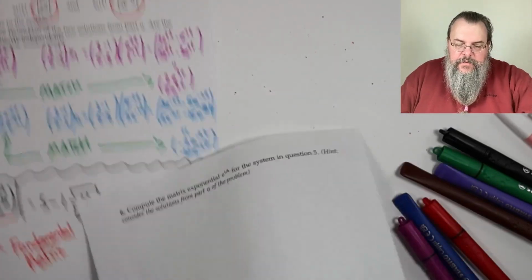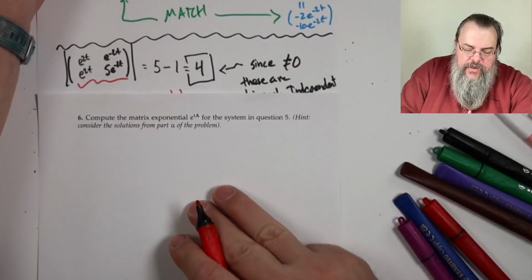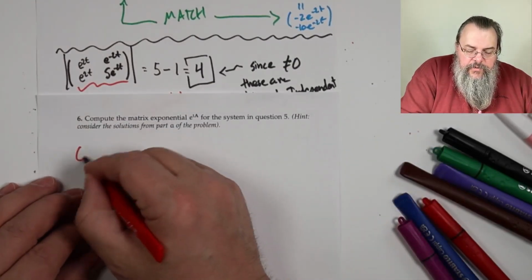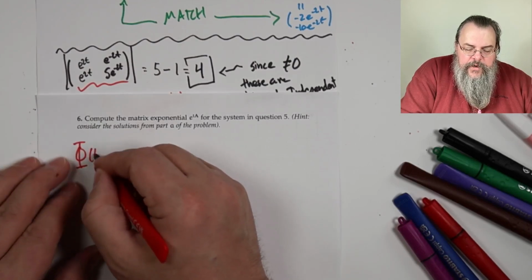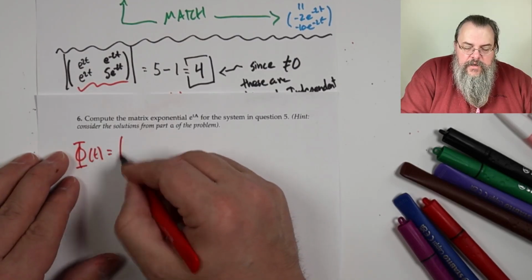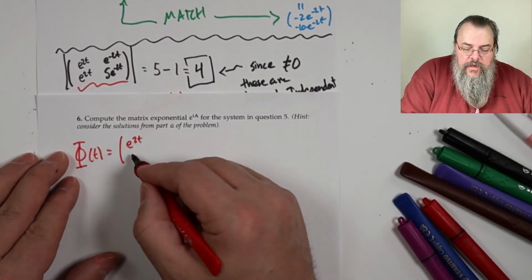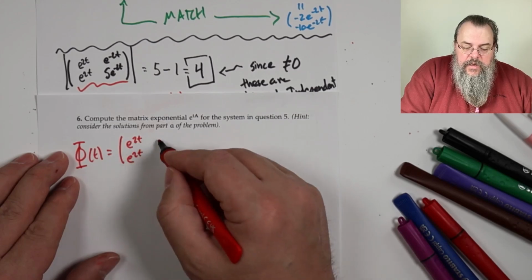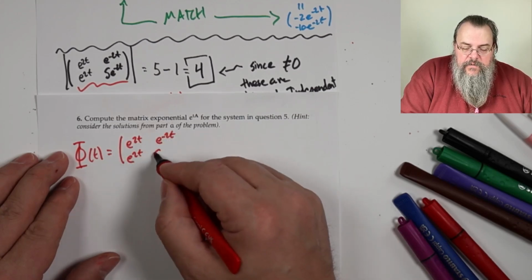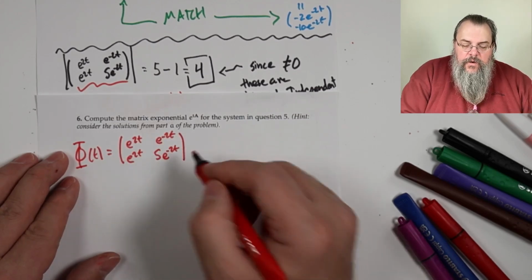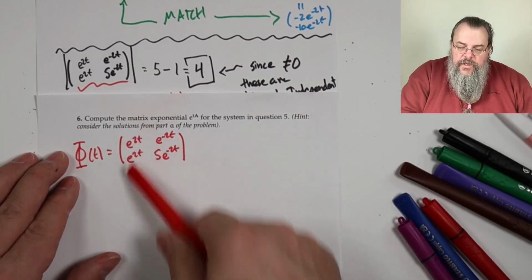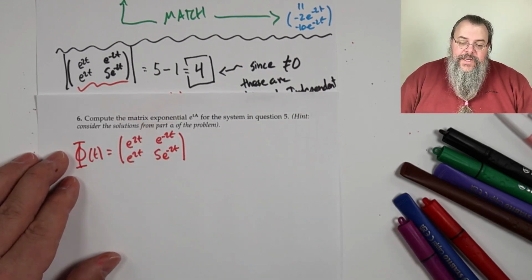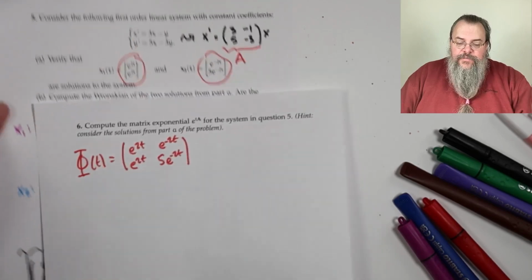So I'm going to move my sheet around here. I'm going to use phi. We have a fundamental matrix, phi of t, equal to e to the 2t, e to the 2t, e to the minus 2t, 5e to the minus 2t. In other words, we're just putting the solutions into the columns. And the solutions were given to us in part A.